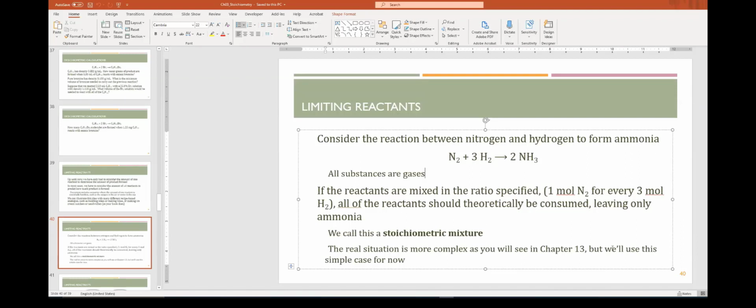Now, when we get to talking about equilibrium in chapter 13, we see that for this reaction in particular, the situation is a lot more complicated than that. But for right now, let's just assume that every reaction that we have follows whatever we have written right here, and it goes to completion.